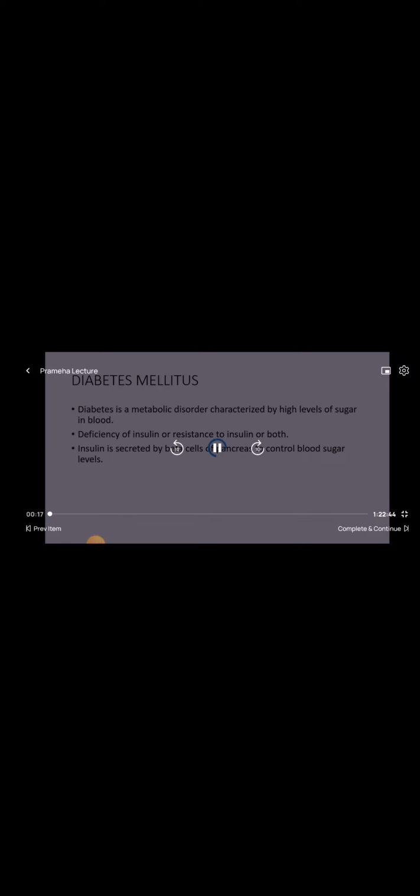Blood sugar. Moving to diabetes mellitus. Diabetes is a general term for disease, which means excessive urination. Usually, it refers to diabetes mellitus. It is a group of metabolic diseases in which a person has high blood sugar. It may be due to the body not producing insulin, or cells not responding to the insulin which is produced in the body. Insulin is secreted by the beta cells of the pancreas to control blood sugar levels.